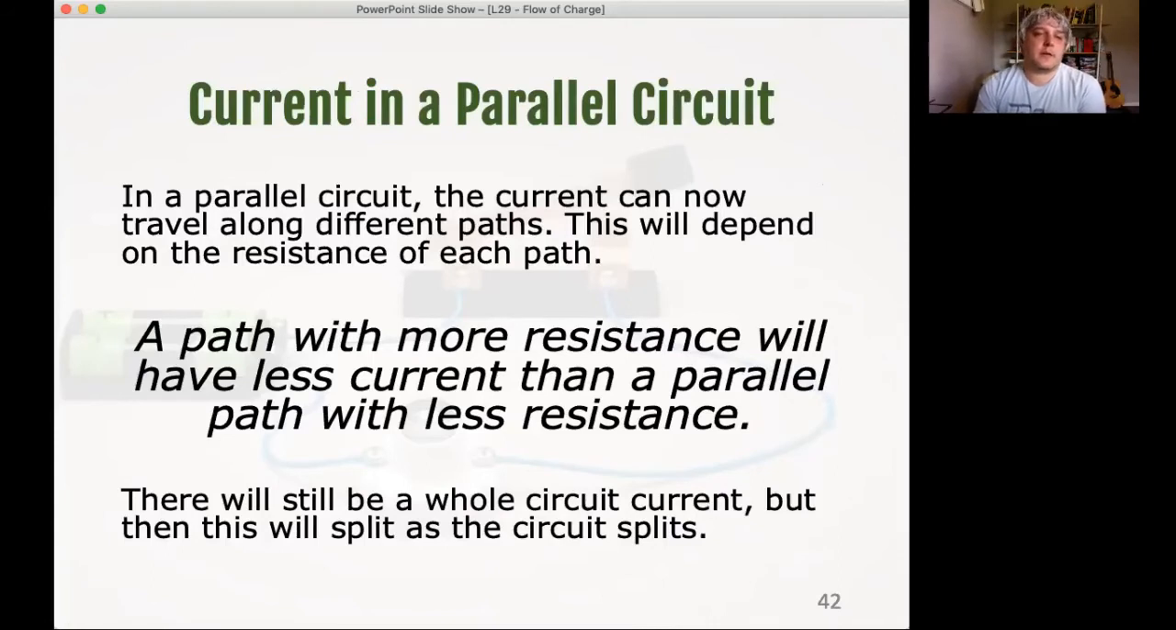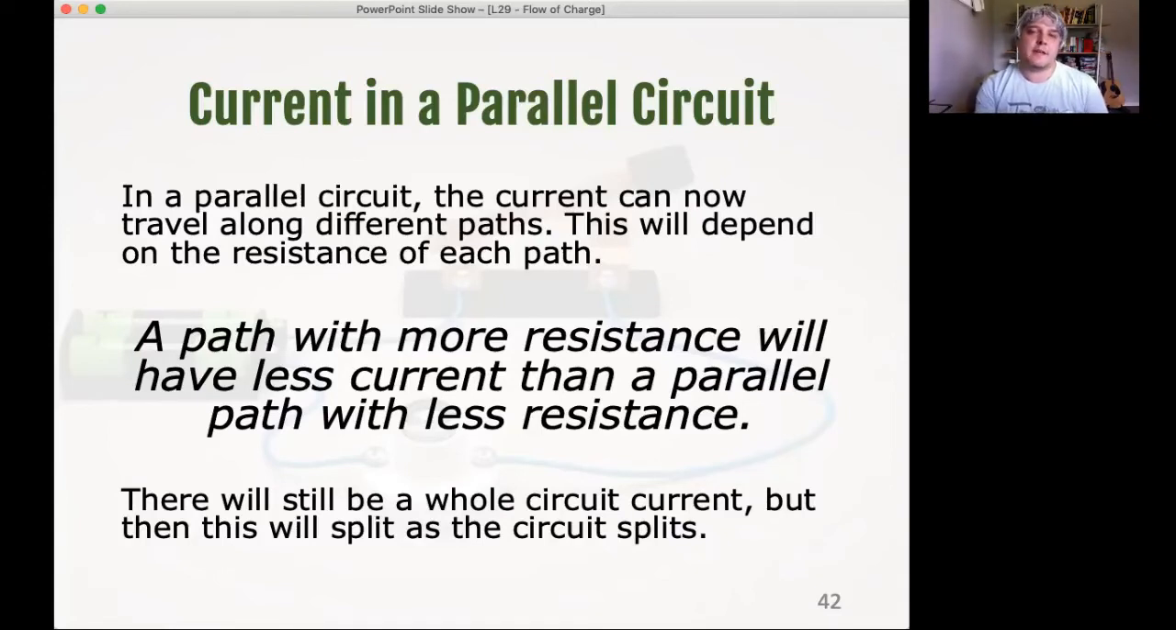Current in a parallel circuit can now travel along different paths. Remember that the current is how many electrons are going past every second. So that means that the number of electrons going down each path is now not necessarily the same everywhere. Well, it won't be the same everywhere. Remember, in a series circuit, the number of electrons everywhere was always the same because there was only one path. In a parallel circuit, the total number of electrons coming off the negative terminal every second is getting split up into the different pathways.